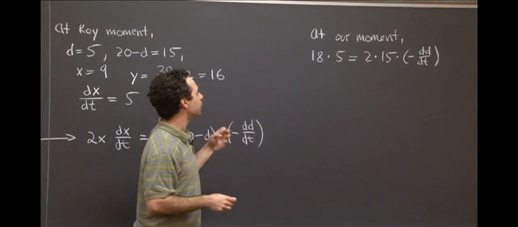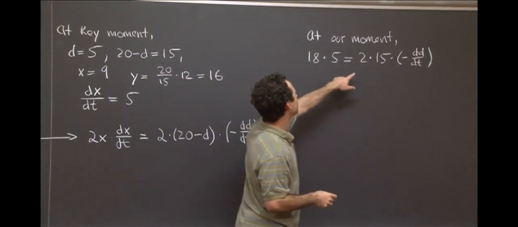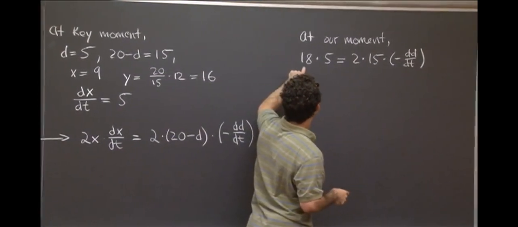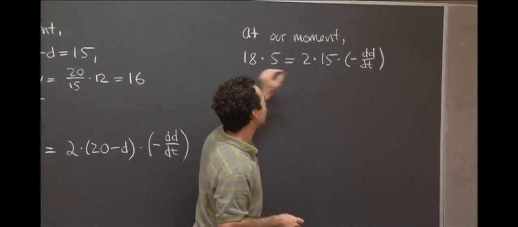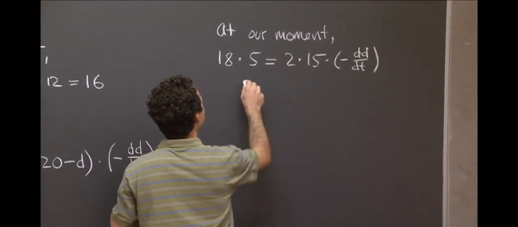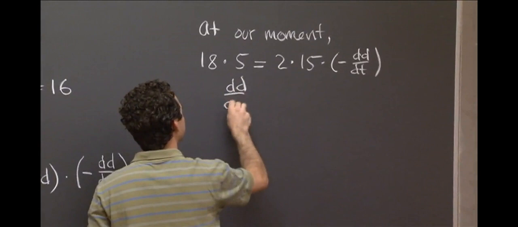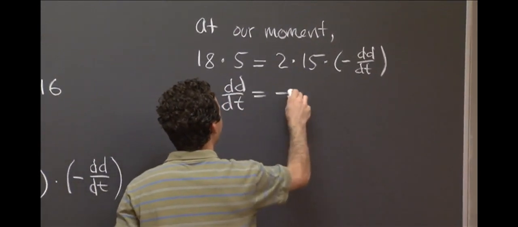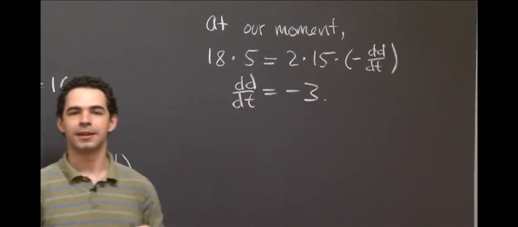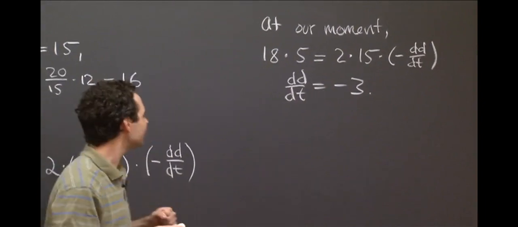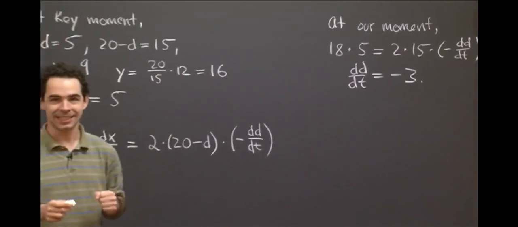So we just divide through. Divide 2 into 18 is 9. 45 divided by 15 is 3. So dD/dt is equal to minus 3 at the moment that we're interested in. All right, great. So now we have dD/dt.